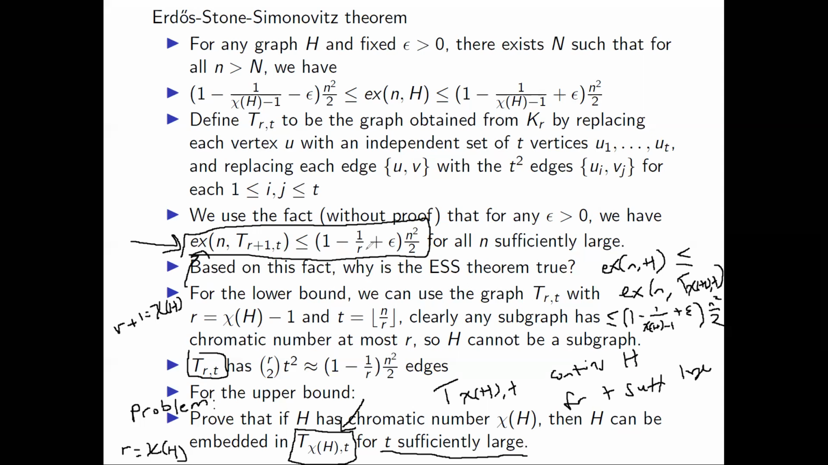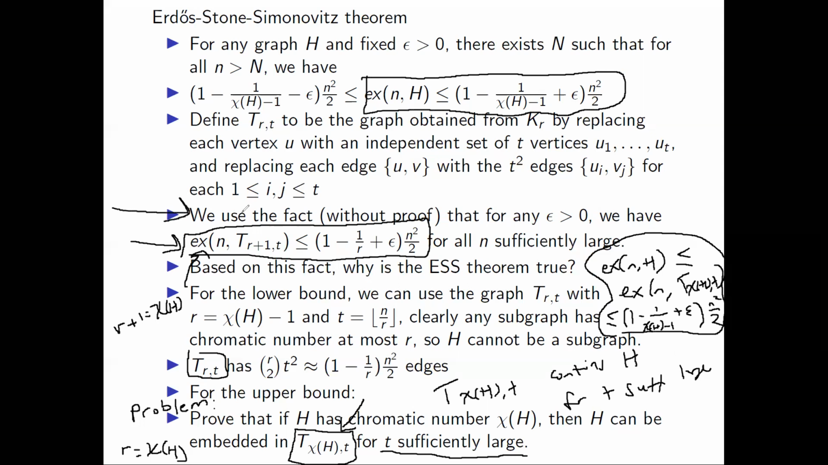And so that means r equals chi of H minus 1. So that's why we got this right here. And we can see then that this is exactly what we were trying to prove, the upper bound right here. So this is the exact upper bound. So that's why the Erdos-Stone-Simonovits theorem is true based on this fact here. So really, all of the work of the proof boils down to this fact that we didn't prove, but you see that this fact implies this full theorem. So even though this seems like a much weaker fact, it's only about this family of graphs T_R(t), it gives us this theorem about all graphs of chromatic number greater than 2.